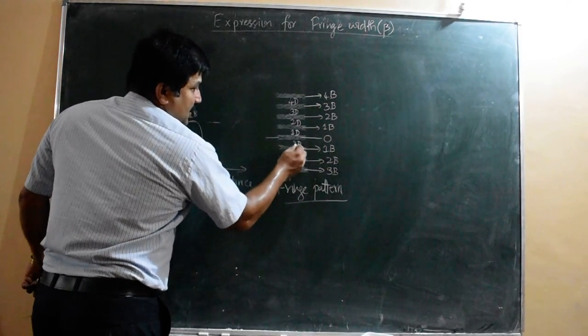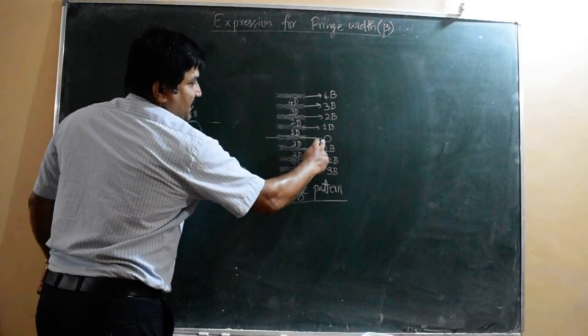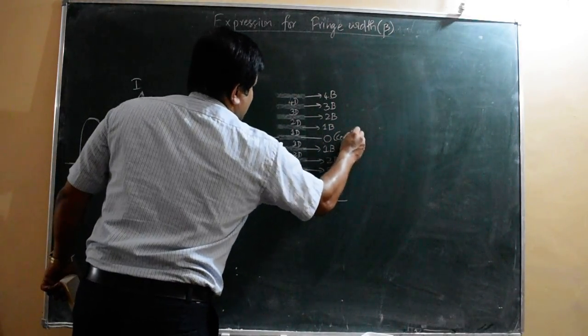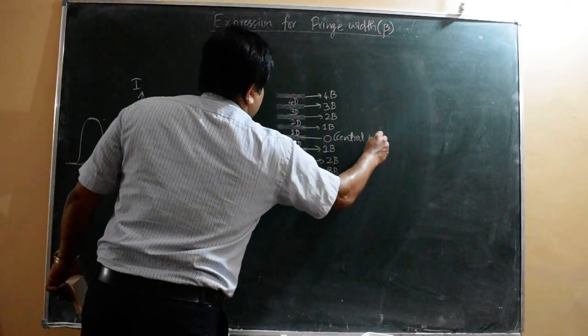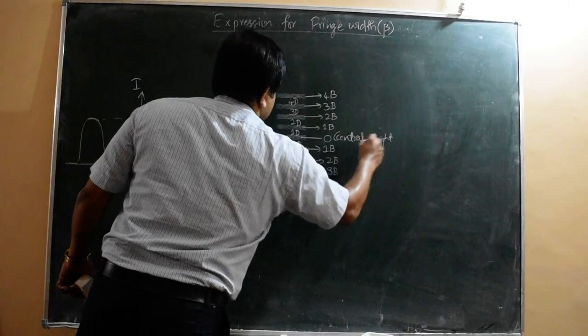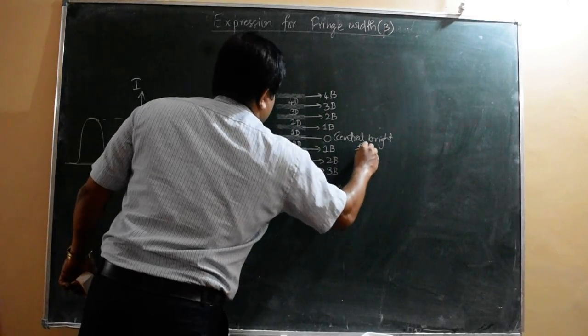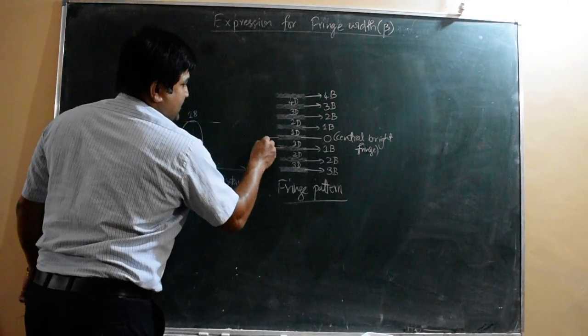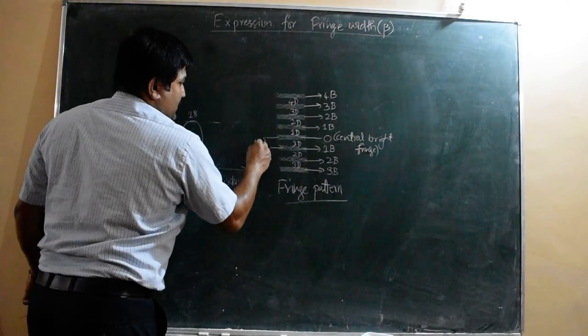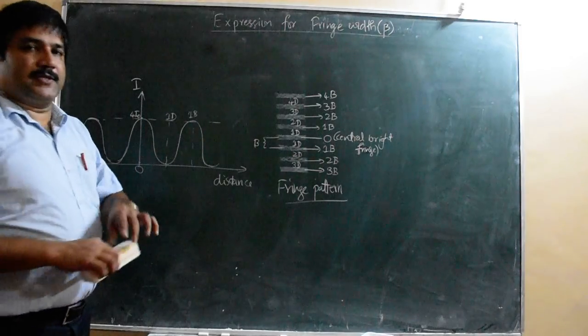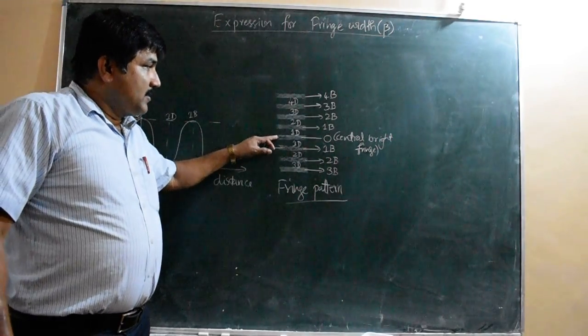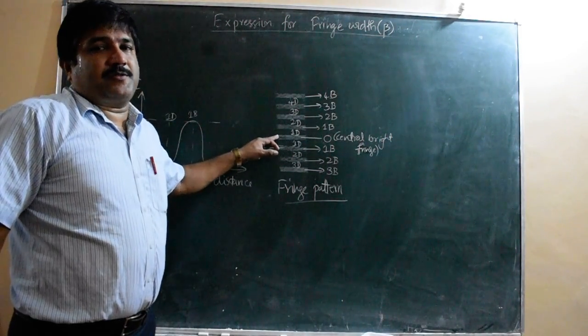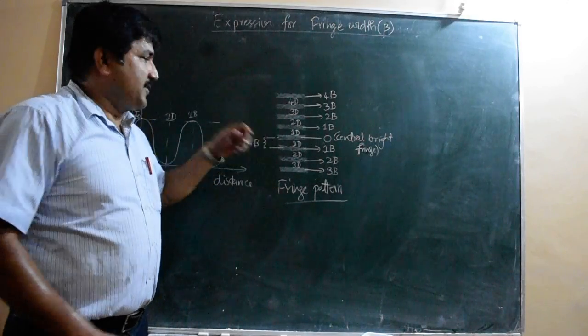Now you see here, the center of the central bright fringe. This is the central bright fringe, O. Now the first bright fringe is here. So this distance on the screen is called the fringe width. The distance between successive bright fringes is called the fringe width.